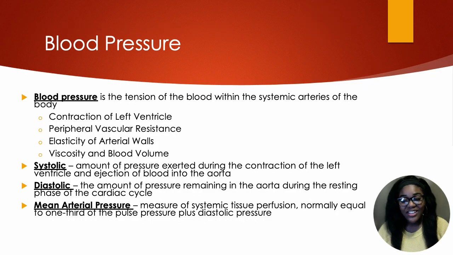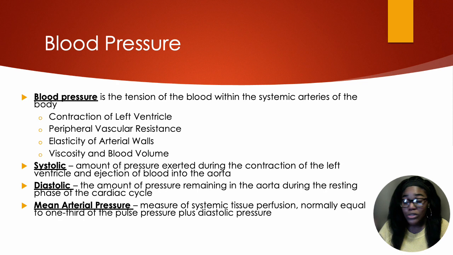So next we'll talk a little bit about blood pressure, and this is the tension of blood within the systemic arteries of the body. So we're talking about how blood is flowing through the body, and we're talking about how well it does that. So blood pressure is a measurement of that, and it is affected by several factors. That includes contraction of the left ventricle. So is the blood even making it to the body anyway? We have peripheral vascular resistance.